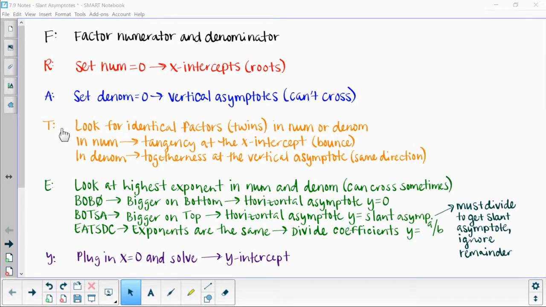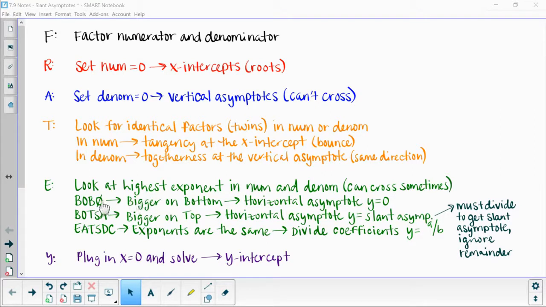T is for twins. We are looking for identical factors in the numerator or the denominator. If they happen to be in the numerator, we're going to have tangency. If they happen to be in the denominator, we are going to have togetherness. E is where we're going to focus on today.